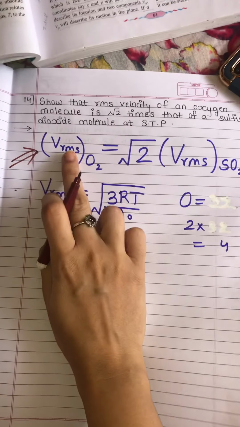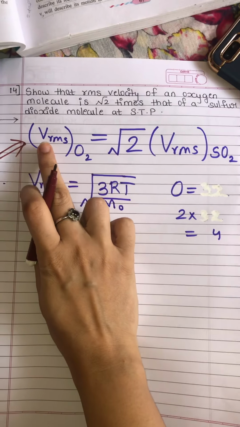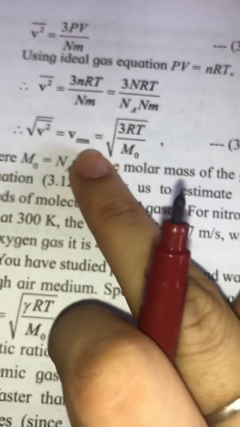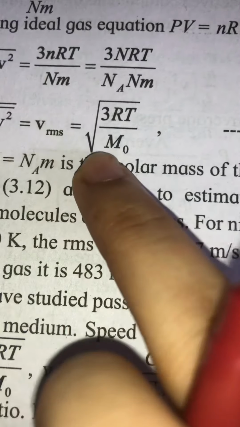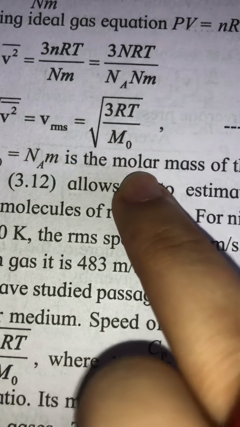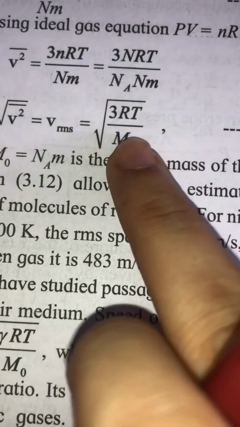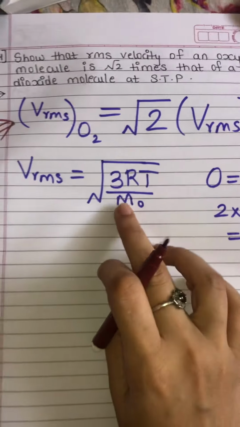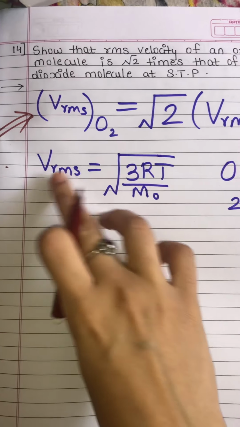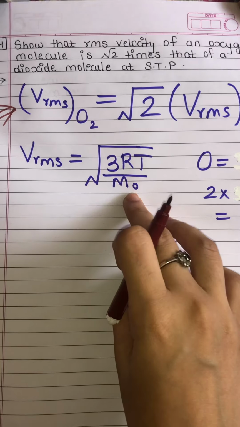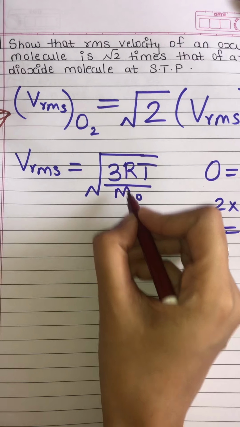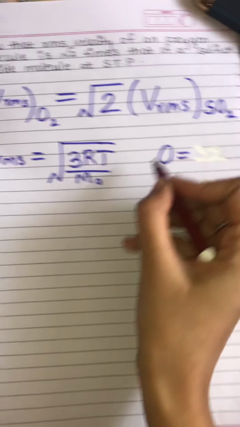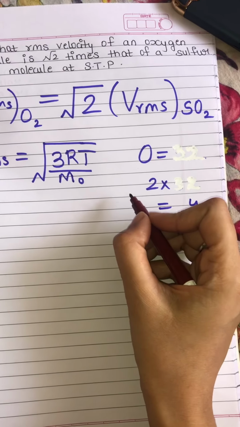So first we'll be starting with the formula of root mean square velocity, and the formula is under root 3RT upon M naught, that is the molar mass of the gas. So I have written that formula. Root mean square velocity is under root 3RT upon M naught. So first we'll be needing the molar mass for the oxygen molecule and the molar mass for the sulfur dioxide molecule.